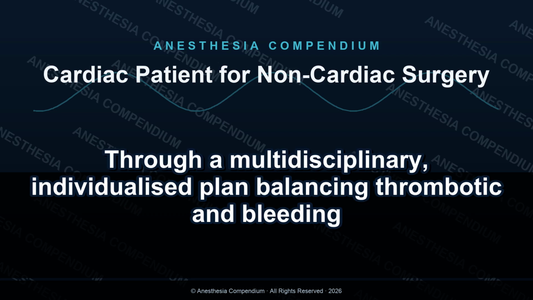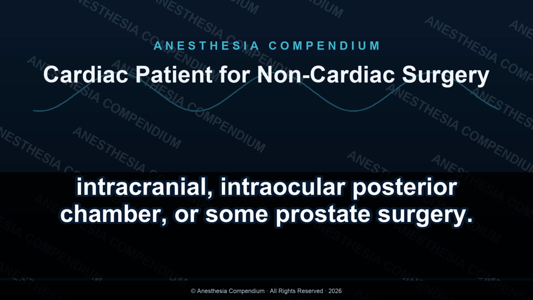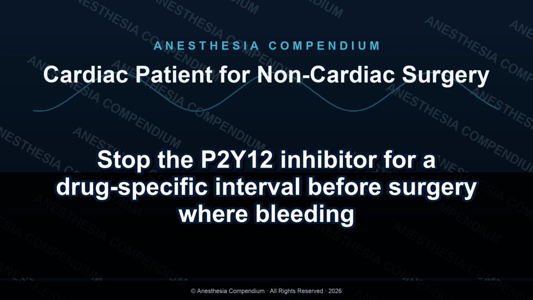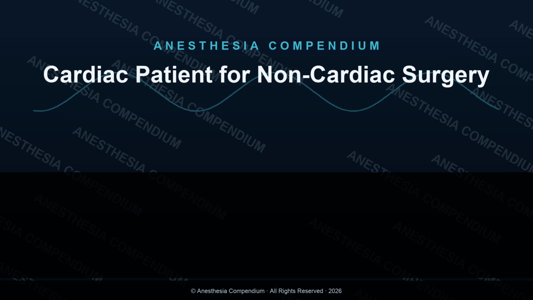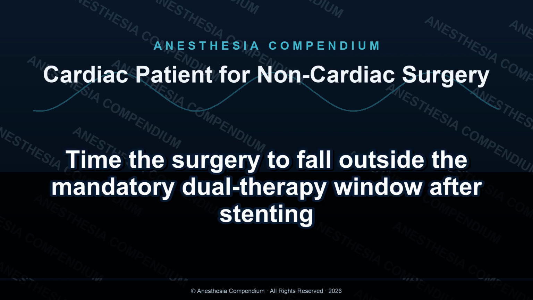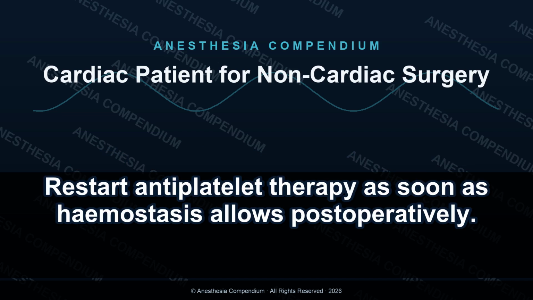Through a multidisciplinary, individualized plan balancing thrombotic and bleeding risk. The principles: continue aspirin unless the bleeding risk is prohibitive, such as intracranial, intraocular posterior chamber, or some prostate surgery. Stop the P2Y12 inhibitor for a drug-specific interval before surgery where bleeding risk demands: 5 days for clopidogrel, 5 to 7 days for ticagrelor, 7 days for prasugrel. Time the surgery to fall outside the mandatory dual therapy window after stenting wherever possible. Restart antiplatelet therapy as soon as hemostasis allows postoperatively.